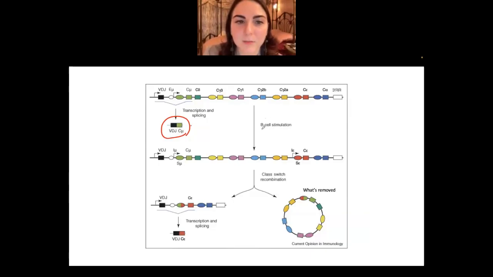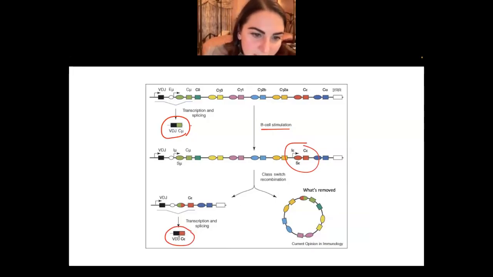Then we get B cell activation. So the B cell is going to get activated. And let's say we need IgE, like the T cell told it that we need IgE. So now we're going to go back through this process and transcribe the genes for IgE. Over here, we're going to end up with the same VDJ, because again, this is for the variable region. That's going to be exactly the same. But now the constant region is going to be epsilon, which is for IgE. And then everything else gets removed. And this is known as your class switching. Makes sense? So a little summary.